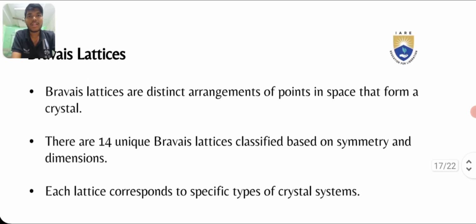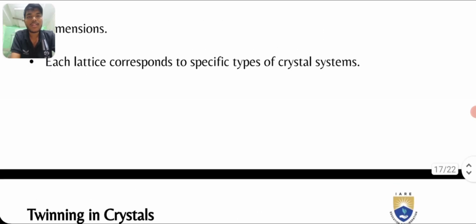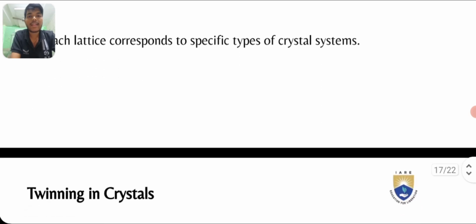And Bravais lattices. Bravais lattices are distinct arrangements of points in space that form a crystal. There are 14 unique Bravais lattices classified based on symmetry and dimensions. Each lattice corresponds to specific types of crystal systems. These are the Bravais lattices.